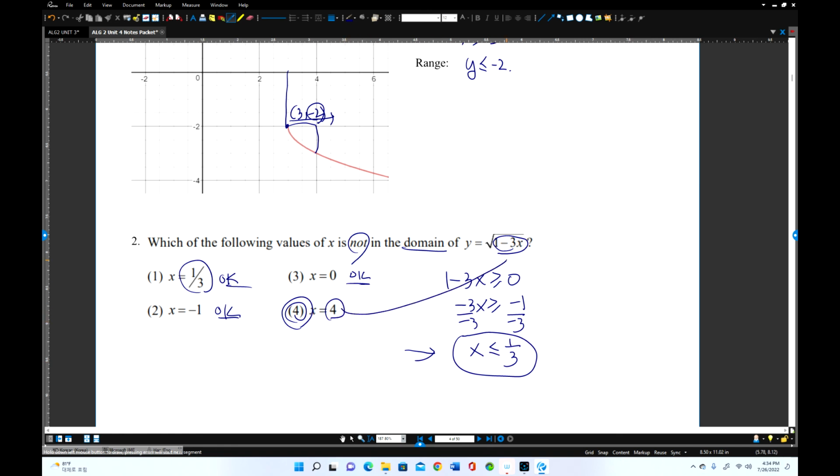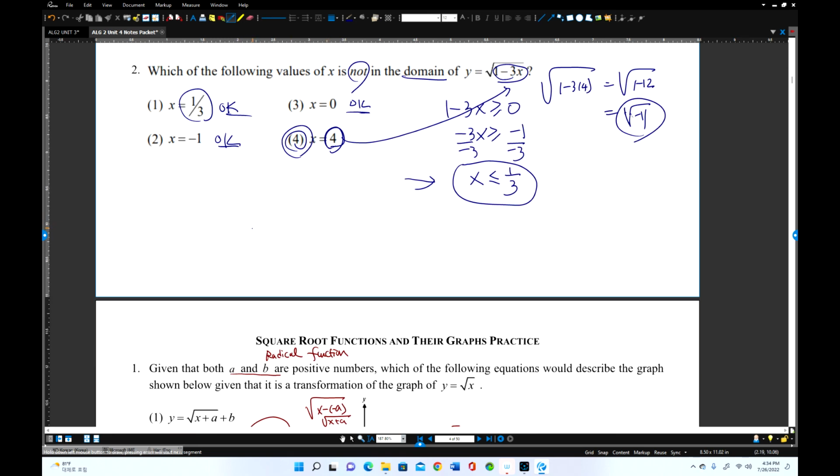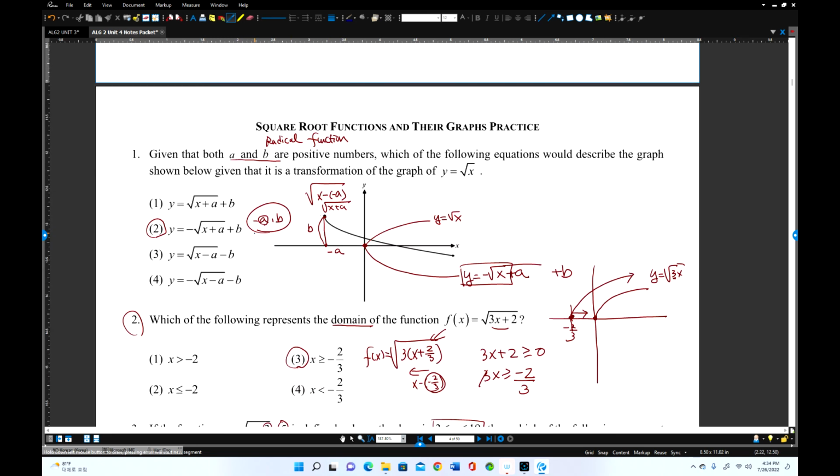Or you can put this number in there: 1 minus 3 times 4, which is 1 minus 12, negative 11. That's undefined. Undefined means this 4 does not belong to the domain, okay? Okay, I think this is okay.